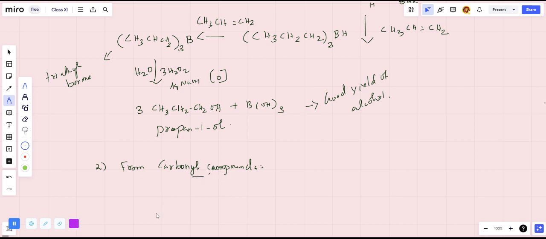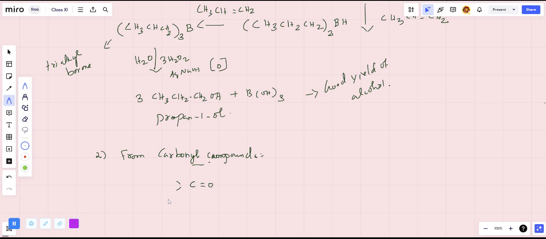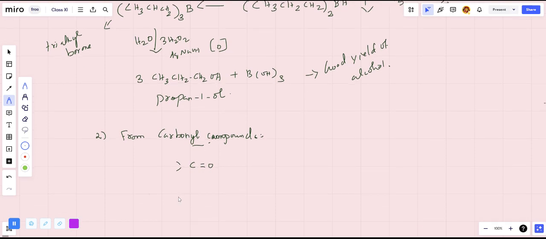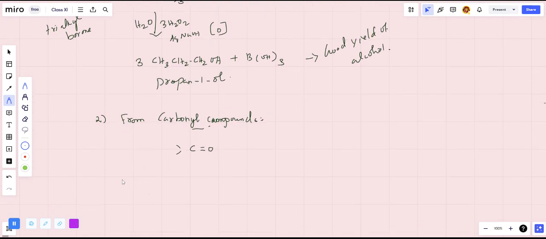What do you mean by carbonyl compound? Carbonyl compound means this is a carbonyl group. Whichever compound has this carbonyl group is called a carbonyl compound. For example, an aldehyde has a CO group, an acid has a CO group, and a ketone has a CO group. So these are all carbonyl compounds.